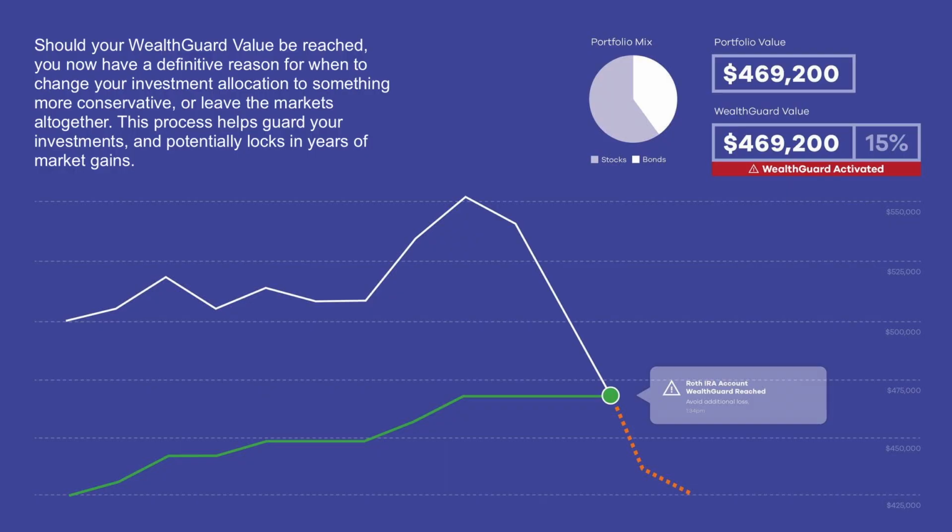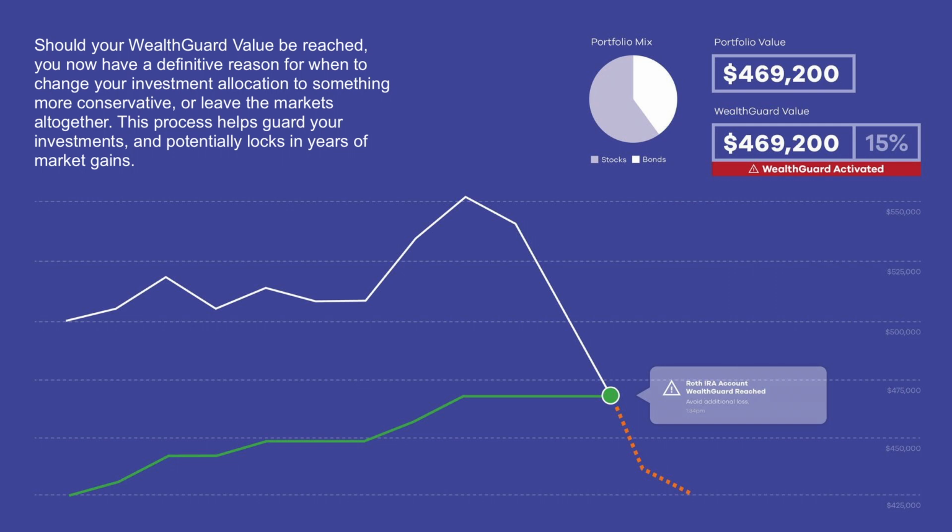Now, most investors, when they're in the market, have a maximum amount of risk that they want to take. So what WealthGuard does when you initially set it up is create a WealthGuard number, which is the maximum percentage that you're willing to stomach or lose within your account. And so let me show you an example of how WealthGuard works.